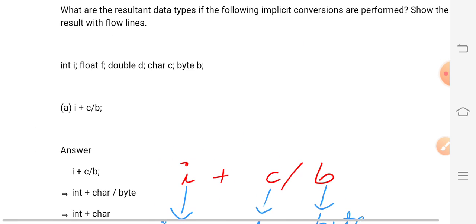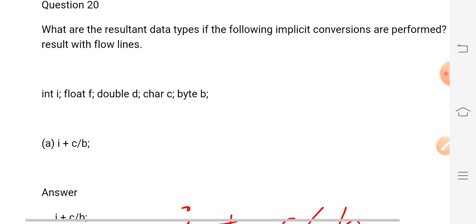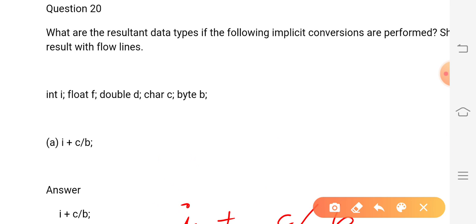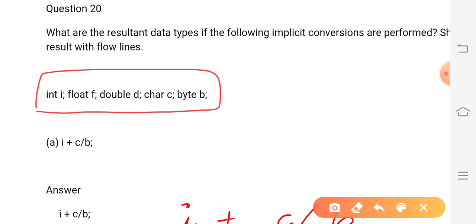Look at the first one. Now this is the part of the question. यहाँ पे ये question का ही part है. यहाँ पे देखो क्या use हो रहा है. Some variables are given including their data types. Now I is of integer type, F float type, D double type, C char type, B byte type.